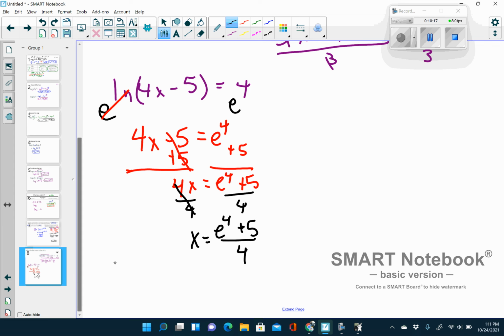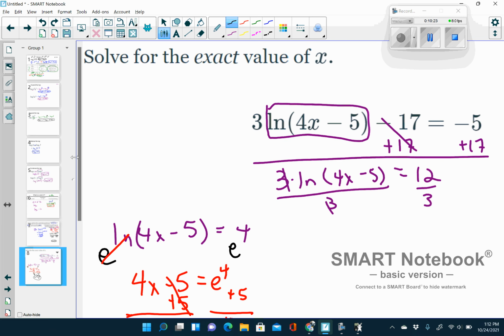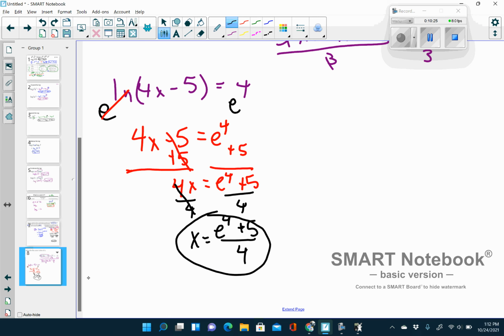So I got my x by itself. This just becomes a calculator question. Up here it says solve for the exact value of x. Since it says exact, I'm done. I'm going to take all of this, plug it into Delta Math, and that is my answer. Let me know if you need help. This is not an easy topic.